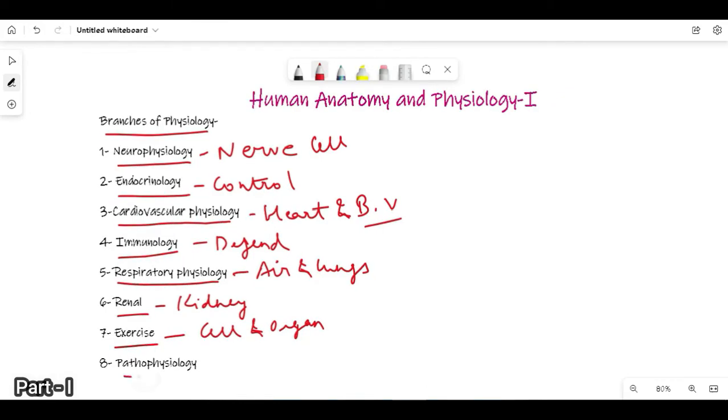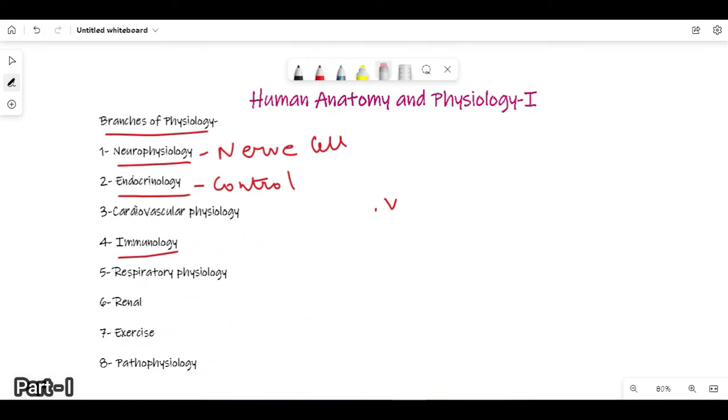The last one is pathophysiology. It is the study of the functional changes which are associated with disease. So these are the 8 branches of physiology.